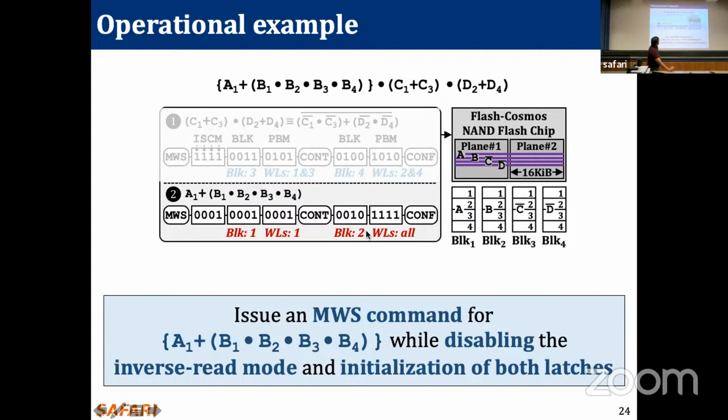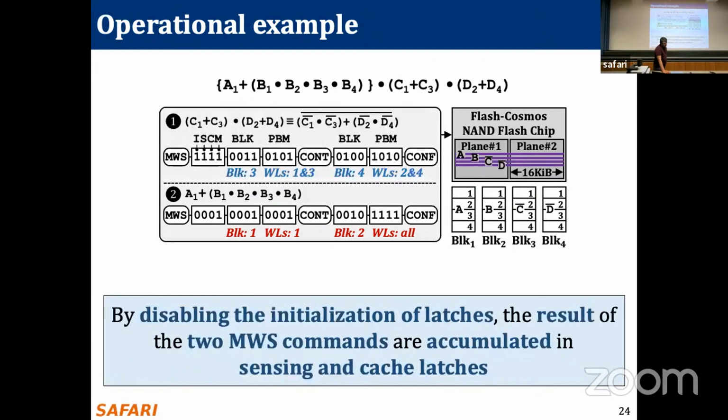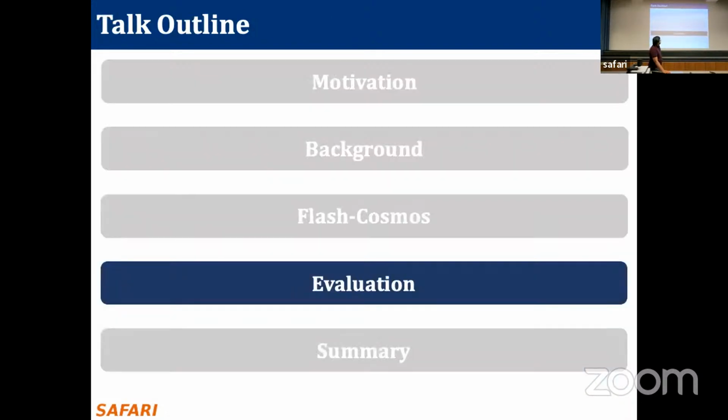While doing this, we disable the inverse read mode, because the bitwise operation is performed on the actual operand data and not on the inverse data. And also we disable the initialization of the latches, because we want the result to be accumulated with the first phase of the operation, or the previous MWS operation. So once we do that, the result gets accumulated in the sensing and the cache latch, which is present in each NAND flash chip. So that kind of gives us an idea of what Flash Cosmos is, and what are the different operations supported in Flash Cosmos.